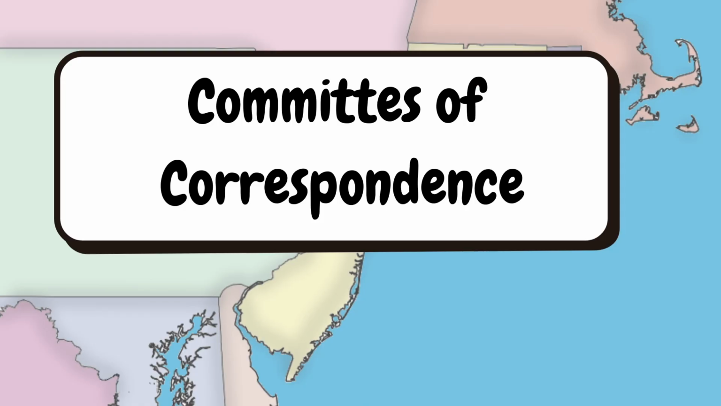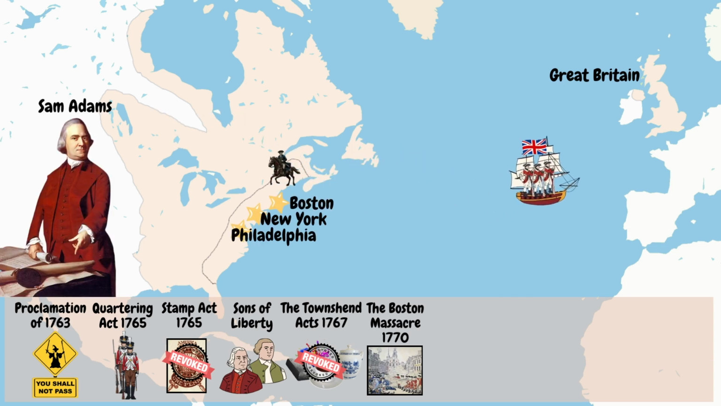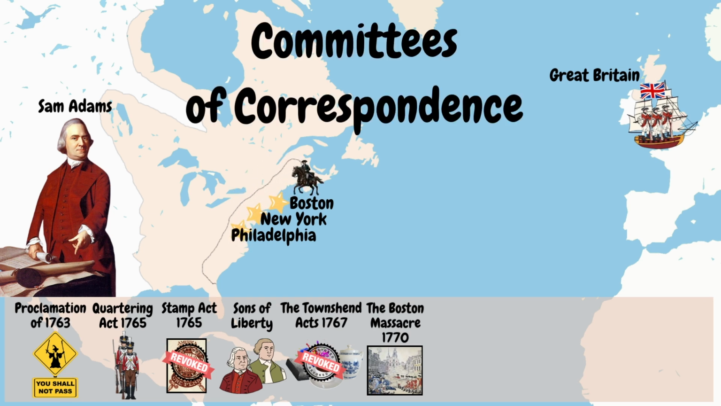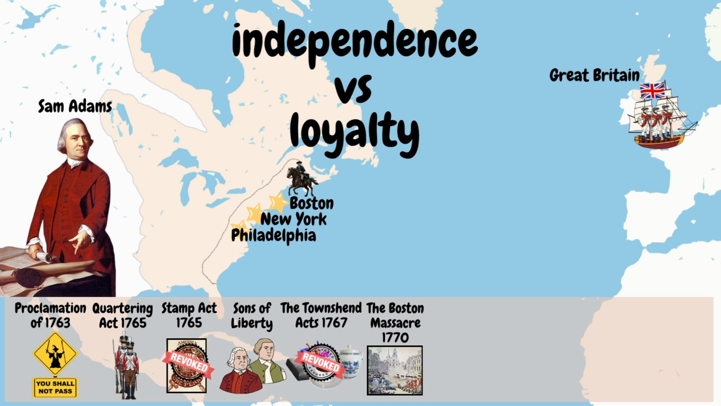After this, the Committees of Correspondence was formed. This was a way for the colonists to keep track of the different things that the British were doing to violate their rights. It also brought the colonies closer together. Men on horseback would send messages between the big cities. During this time, the British colonists were struggling with the question, should we be loyal to Great Britain or seek independence?